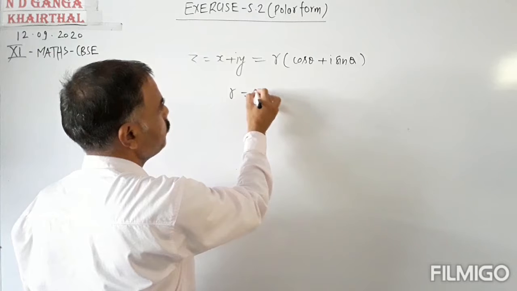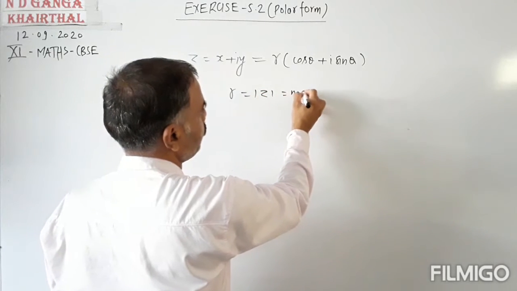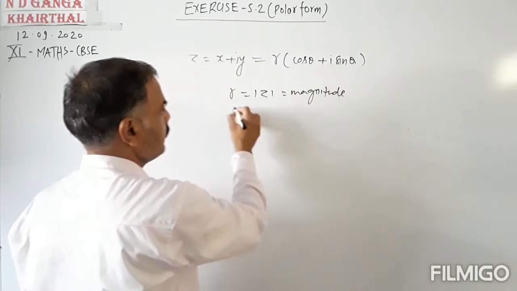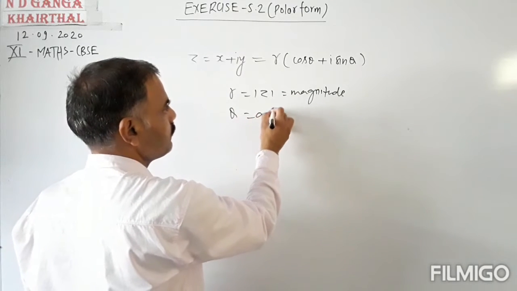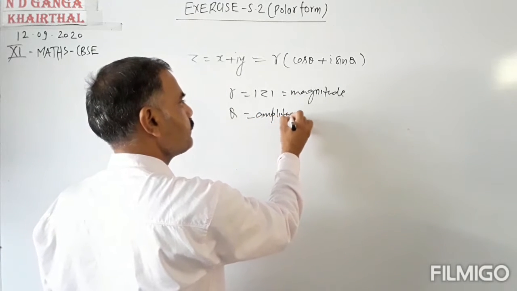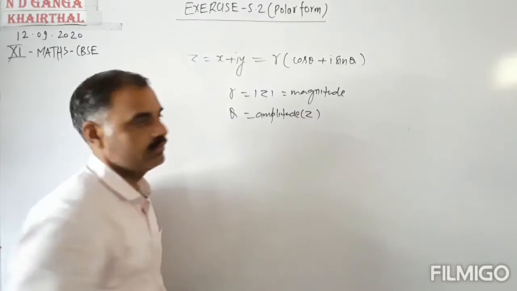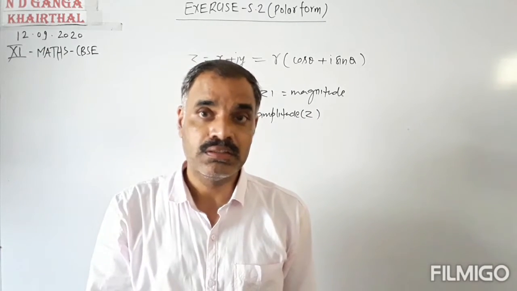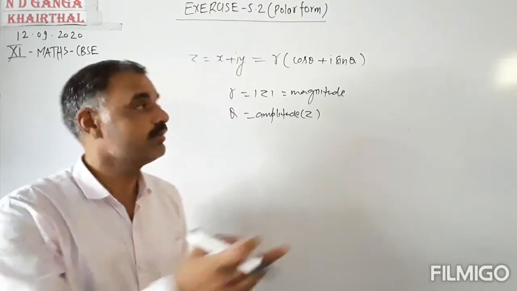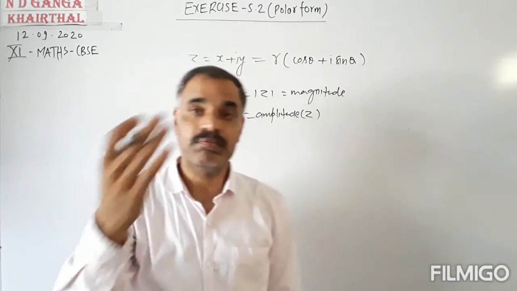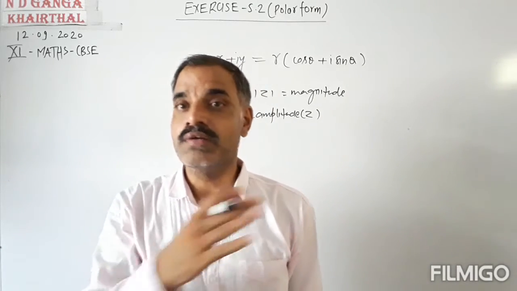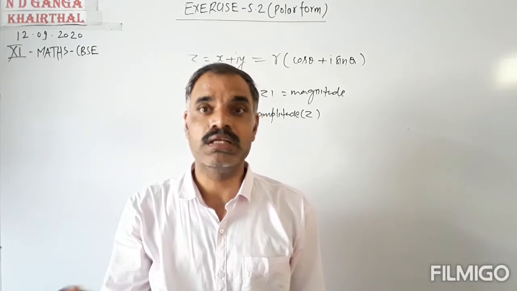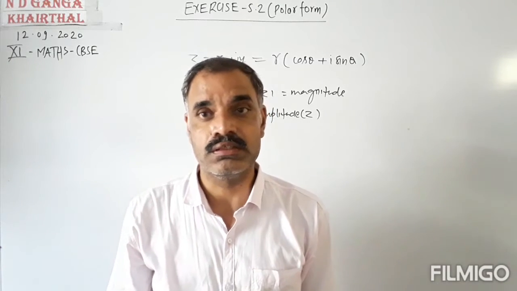where r is the magnitude of the complex number, and theta is the amplitude of complex number z. So we have to find the values of r and theta, and after that we will put these values in this expression and we will find the polar form. Very simple method. There is no complexity in finding the polar form.